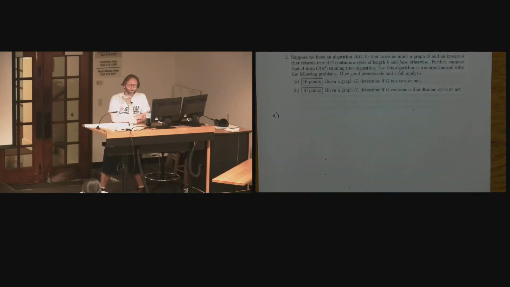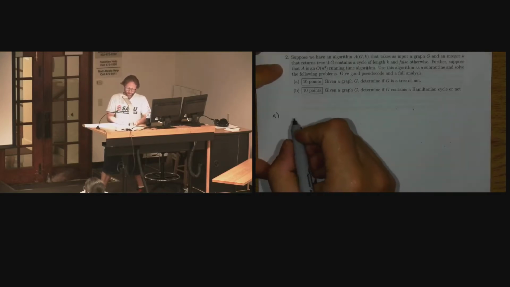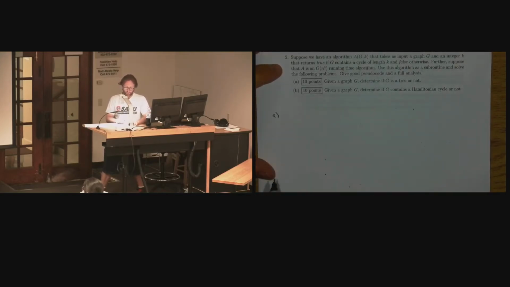Remind me, what is a tree? It's an acyclic graph. So if I can ask questions of the form, are there any cycles of length 3? Are there any cycles of length 4? Are there any cycles of length 5? If the answer to any of those questions is yes, then is it a tree? Nope, because it has a cycle. If the answer to all of those questions is no, then guess what? It's a tree.